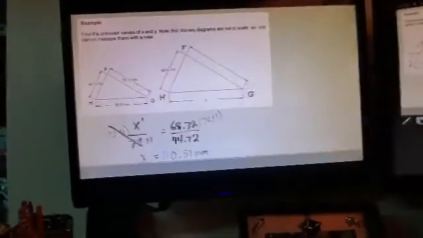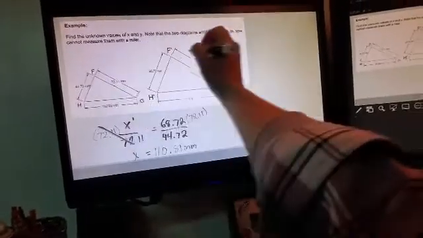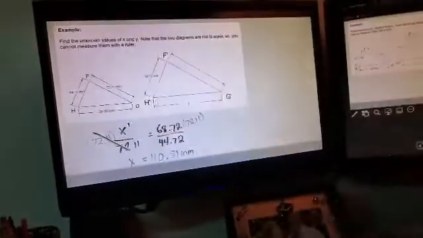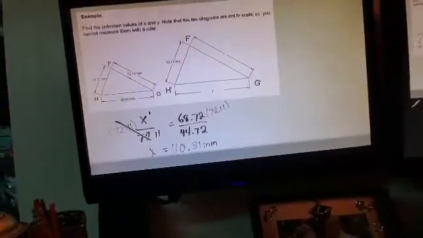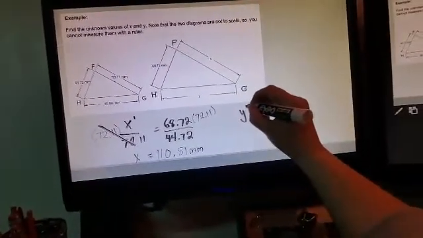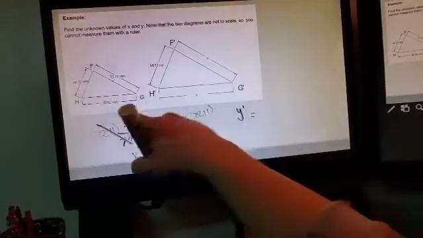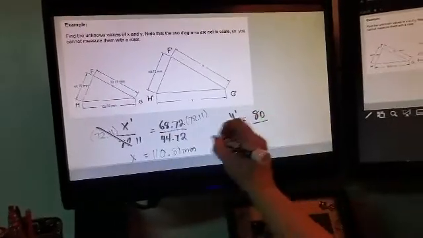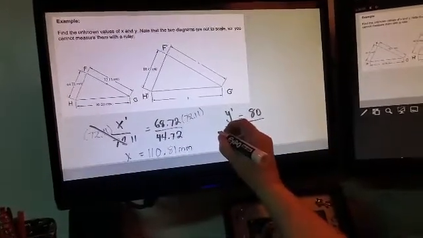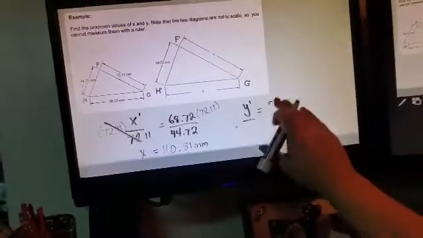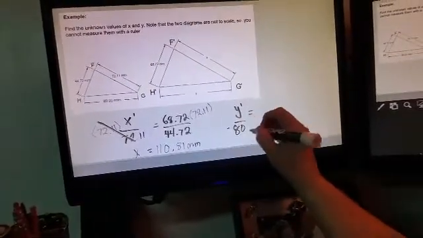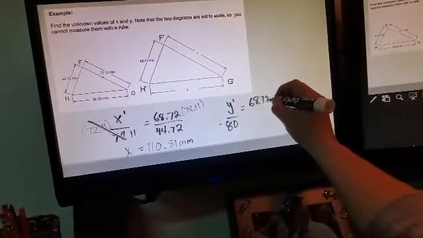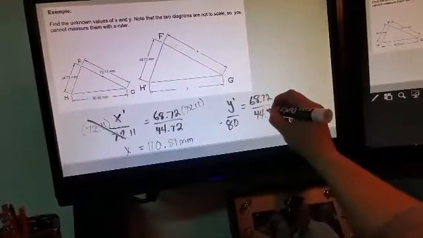So does that make sense? Well, here's our original, here's our new. It's an enlargement, so this has to be bigger than this. Now we would do the same thing for y. So we've got y prime, the corresponding side is 80. And then we've got our 68.72 over 44.72.